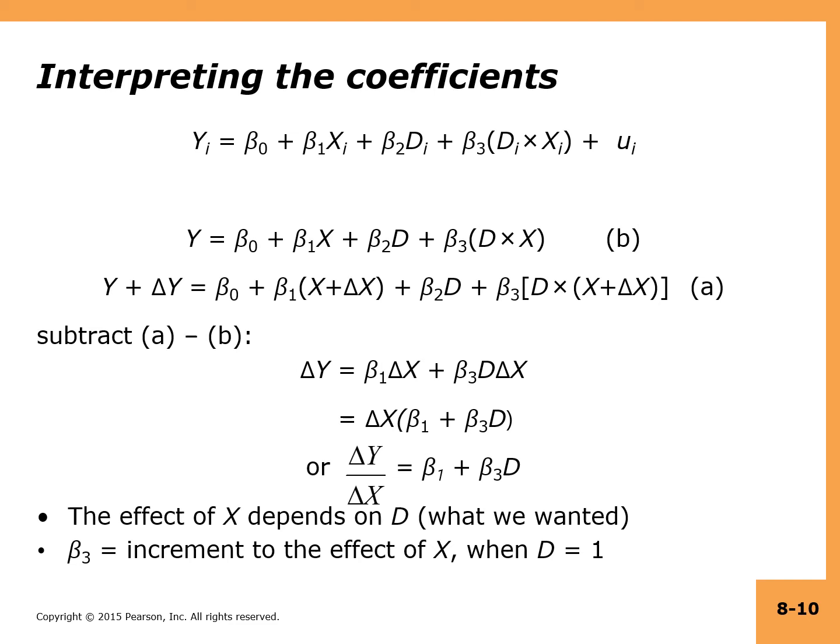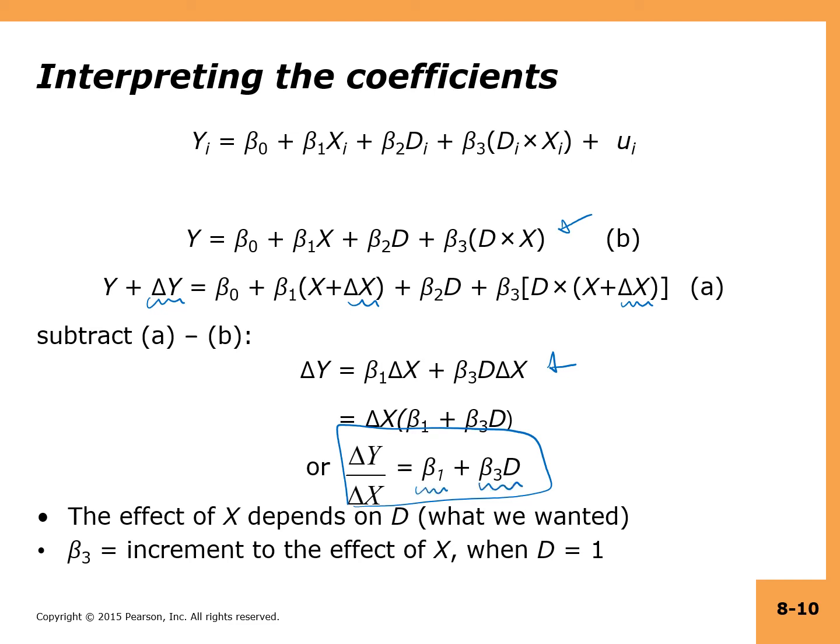So how do we interpret the coefficients? We're going to follow the same steps as before and start off with the basic regression model and then see what happens when you change x by a small amount. This will cause y to change by a certain amount, and then subtract the original equation from it, and we get this change in y equal to beta 1 change in x plus beta 3 d change in x, and then once you rearrange it, we get this function: change in y over change in x is equal to beta 1 plus beta 3 times d. This shows that the effect of x on y is not constant.